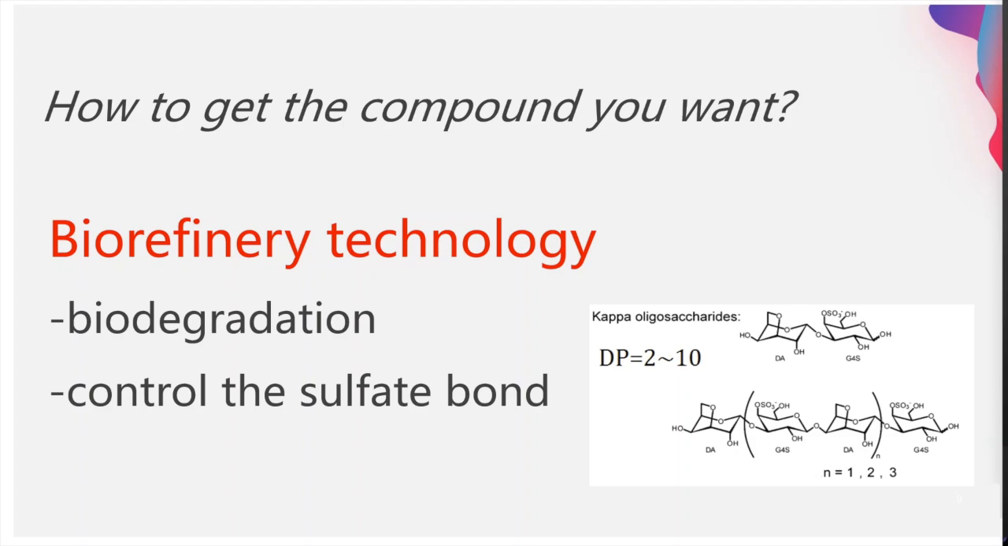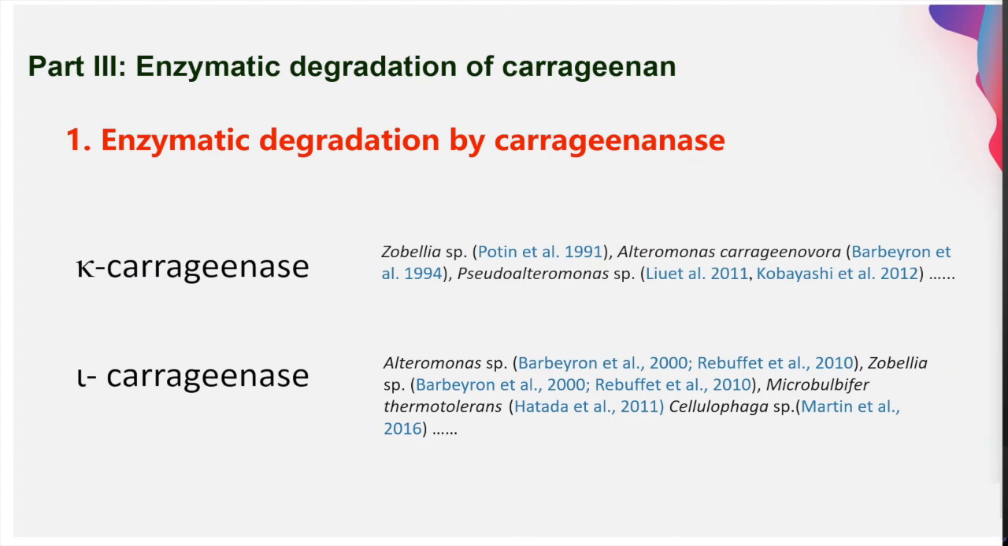So what we want to do is to get the compounds we want, but how to get it? We can use the biorefinery technologies, both biodegradation, to get the DP, which means the degree of polymerization we want, and also to control the sulfate bond, to control which position and how much the sulfate bond exists. We can control by these two ways. So the first is the enzymatic degradation.